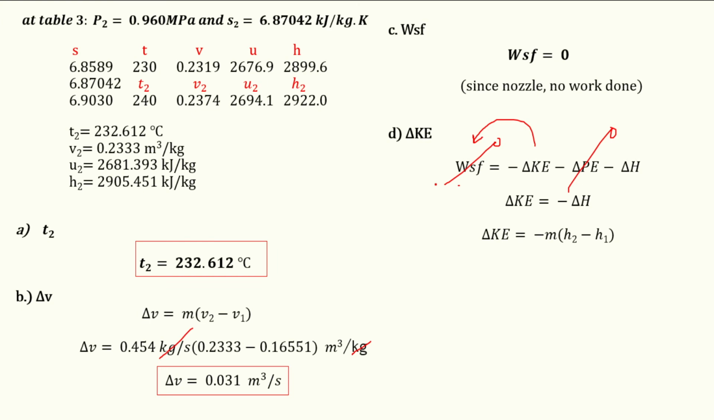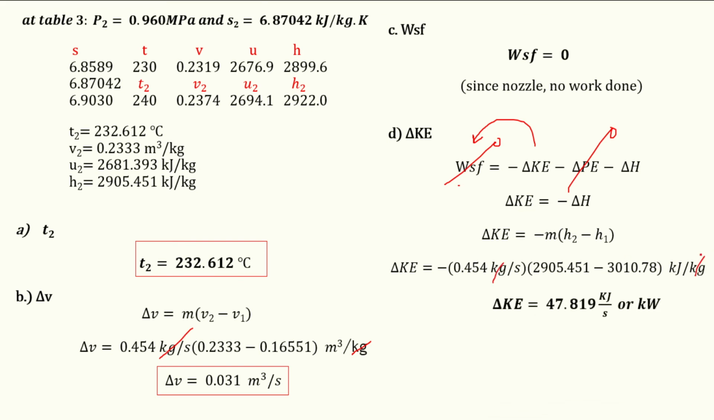Therefore, delta KE is equals to negative m times H2 minus H1. So meron tayong mass, 0.454 kg per second. H2 is 2,905.451 and H1 is 3,010.78. So cancel si kilogram. Therefore, delta KE is equals to 47.819 kilowatts or kilojoules per second. So, yun na sa ating problem number 2. Then last problem tayo, problem number 3.